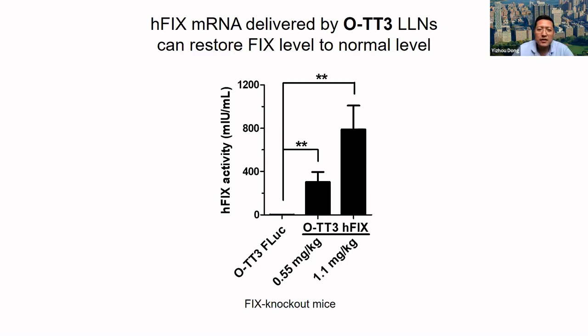In normal plasma, human factor 9 activity is between 500 MIU and 1500 MIU. That means that TT3 at 1.1 milligram per kilogram dose is able to fully recover the factor 9 level to the normal range. So the results are very promising, and currently these materials have been licensed by biotech companies for further development as a clinical trial candidate for treating diverse diseases.